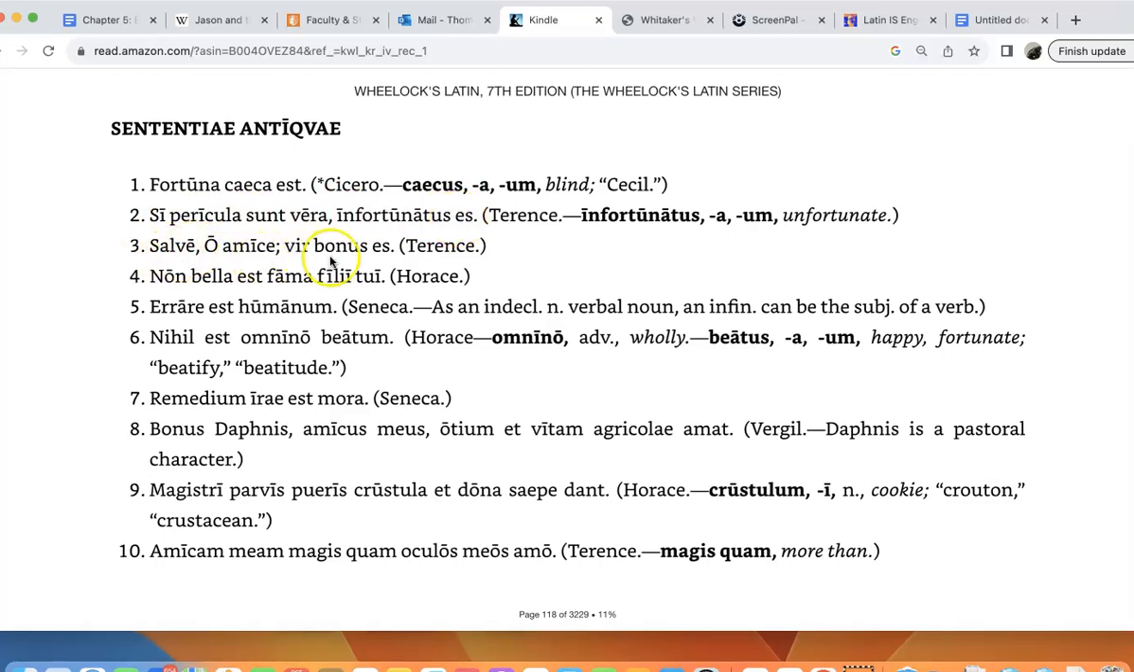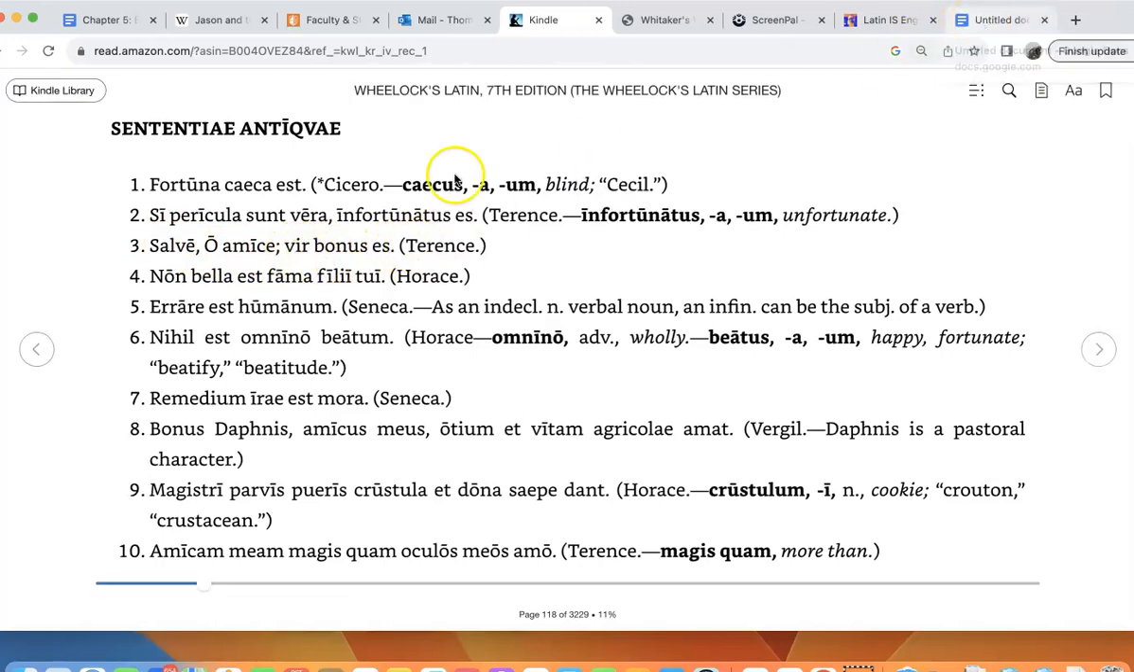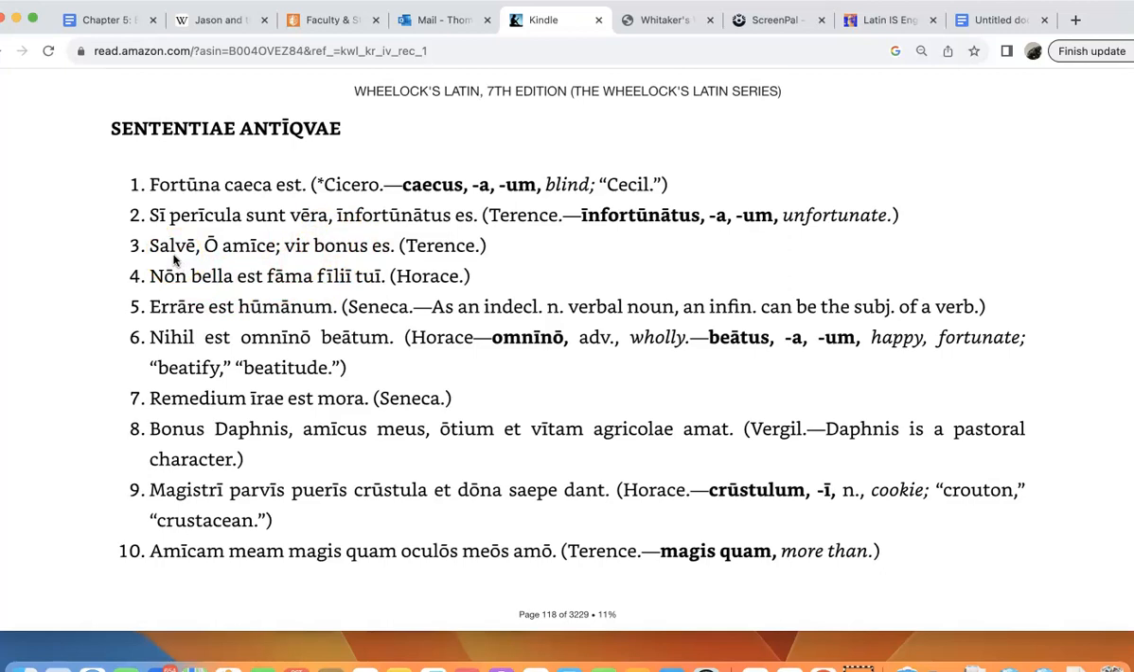Tres, "salve, o amici, vir bonus es." So greetings, literally, oh my friend, but greetings, my friend. You are a good man. Again, that sounds a little bit wooden in that translation, but nowadays a lot of people don't say greetings, my friend. You just say, hey, what's up?